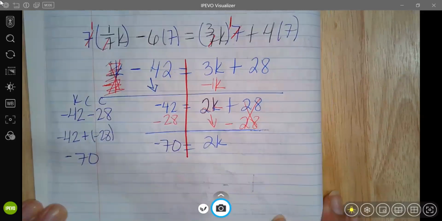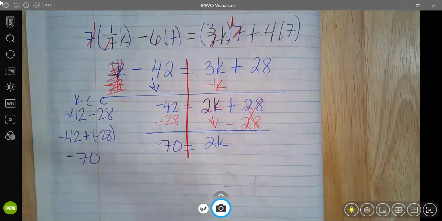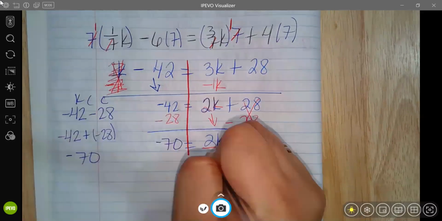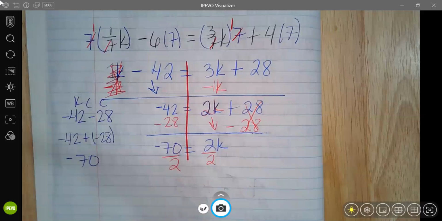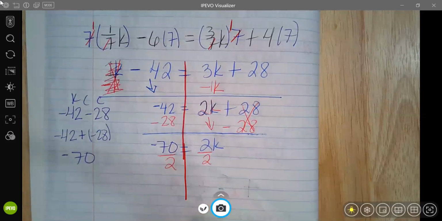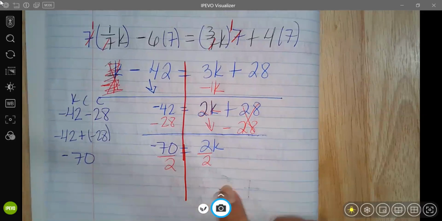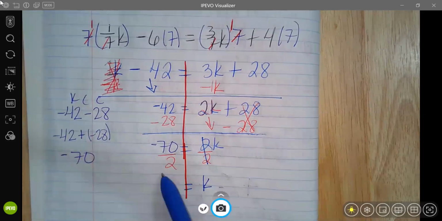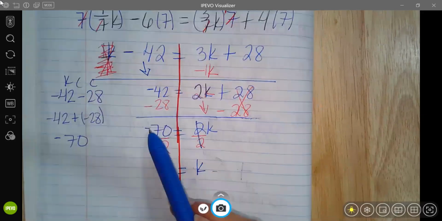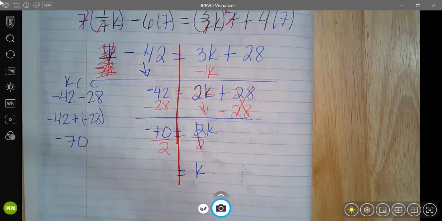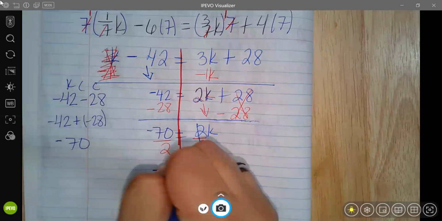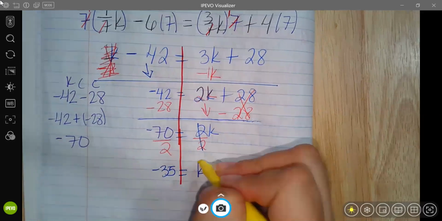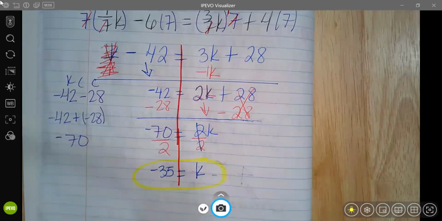Okay. Now I need k by himself. Since this is multiplying, the opposite of multiplication is division. And I'm going to do that on, you guessed it, both sides of our little balance here. So 2 divided by 2 gives us 1, which is what I want. And now I have k by himself. Now I'm going to take negative 70 divided by 2, or think, what's half of negative 70? Negative 35. And that is our answer for number 3, k equals negative 35.